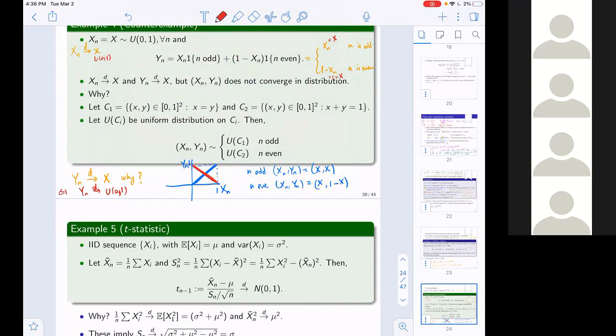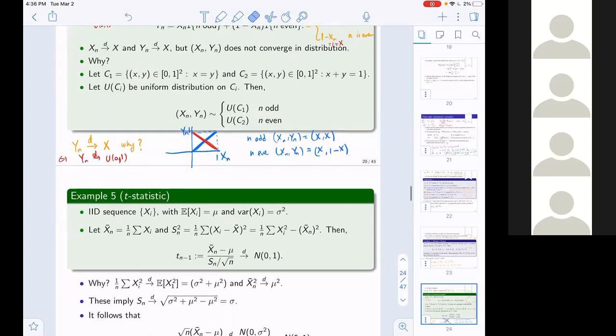And the sequence alternates between these two joint distributions. It's like a sequence that alternates between -1 and 1. And so this cannot converge in distribution to anything. So this does not converge to (X, X), and in fact does not converge to anything in distribution. So there's no convergence in distribution in this case. Okay. So that's why in Slutsky's lemma you need one of the sequences to have a constant limit.